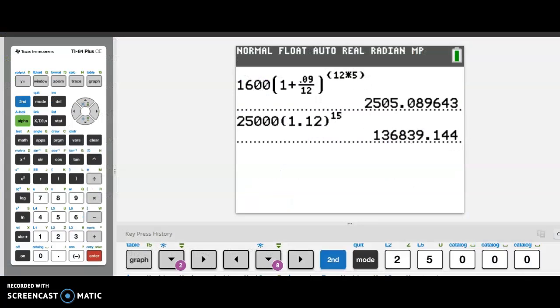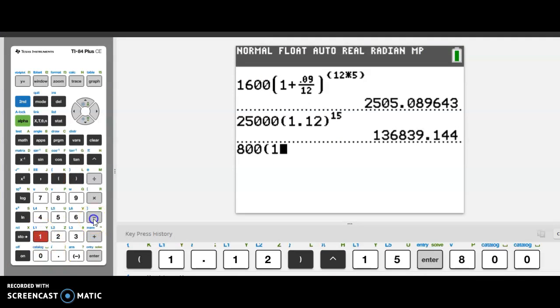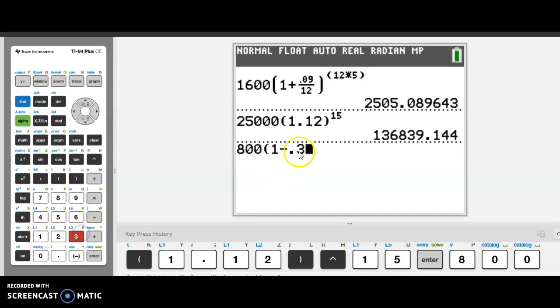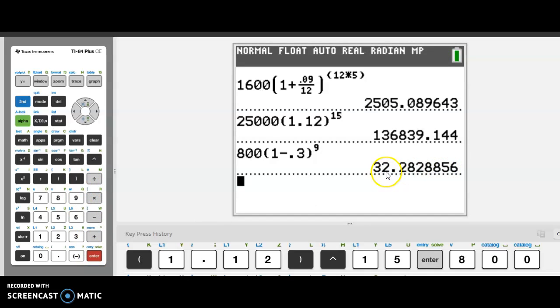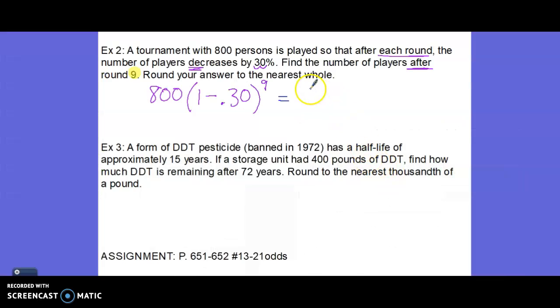So I'm going to go to a calculator, 800. If you're not good at 1 minus 0.3, just go ahead and do it. But it is 0.7 to the 9th power. And again, I'm just going to round to the nearest whole person because it doesn't make a whole lot of sense to say 32.283 people. I'm just going to round that to 32 people.